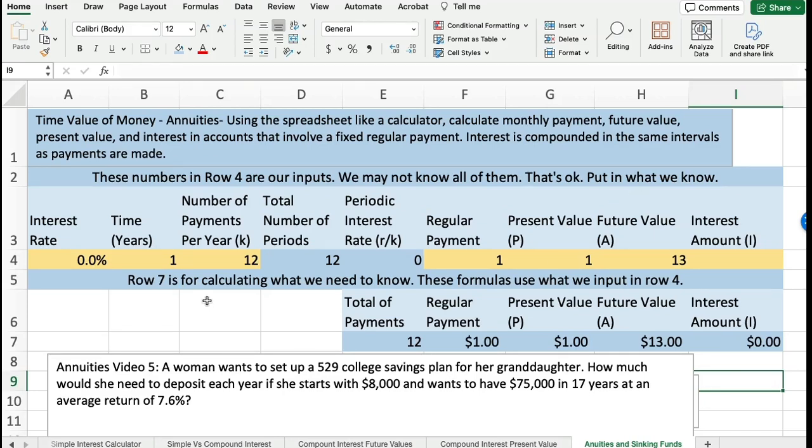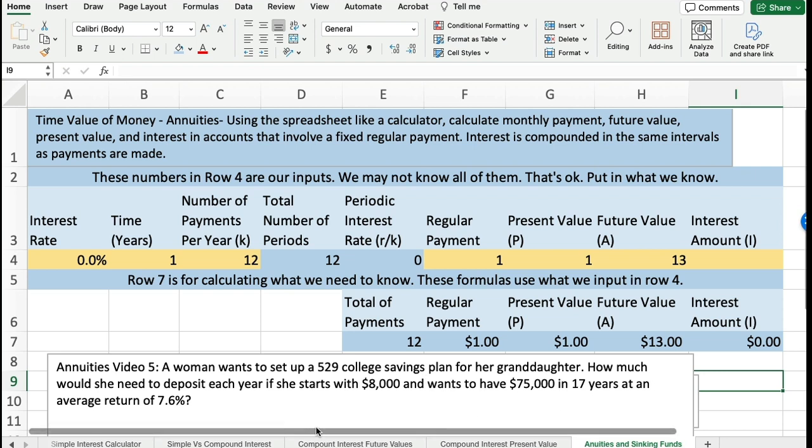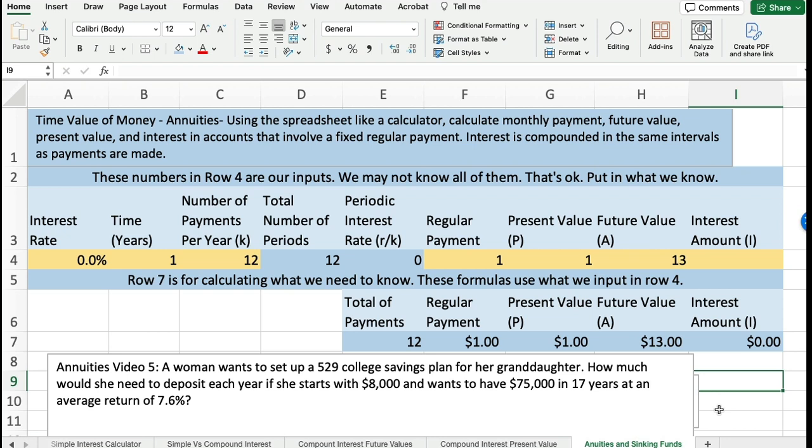By request, we're going to do an example of a savings annuity where we're solving for what the monthly payment or the regular payment needs to be in order to reach a future financial goal. So this question has to do with a college savings plan. A woman wants to set up a 529 college savings plan for her granddaughter. How much would she need to deposit each year if she starts with $8,000 and wants to have $75,000 in 17 years at an average return of 7.6%?